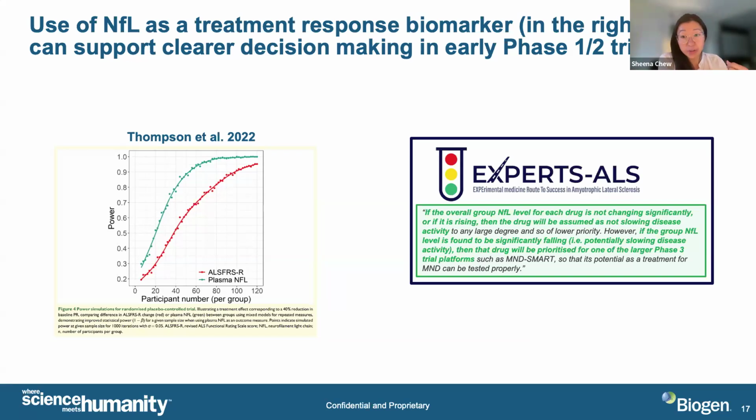and to support efficient drug development by increasing power to detect an effect with smaller sample sizes. So in the Thompson paper from 2022, you could see that the sample size required to detect a similar magnitude effect on ALSFRS-R versus neurofilament is smaller, and we had similar findings looking at our internal data. This concept is being brought to the EXPERTS-ALS platform trial starting up in the UK, where they'll be screening molecules and then using neurofilament as a potential decision-making tool to move high priority drugs into phase 3 quickly.